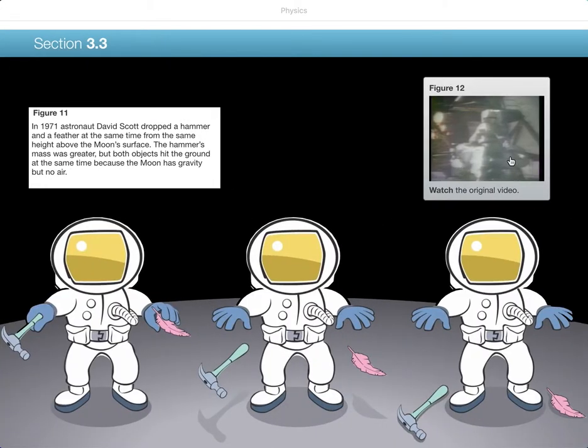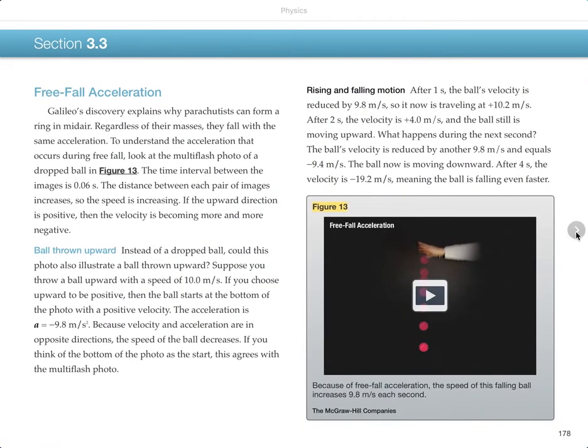You should watch, because we on the Earth always think that light things have a different acceleration than heavy things because we see air drag. But in 1971, they took a hammer and a feather to the moon and dropped them where there's no air, and the feather hit the ground at the same time as the hammer.